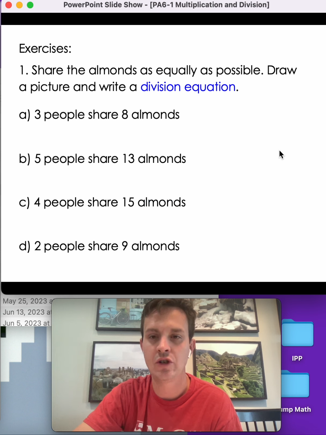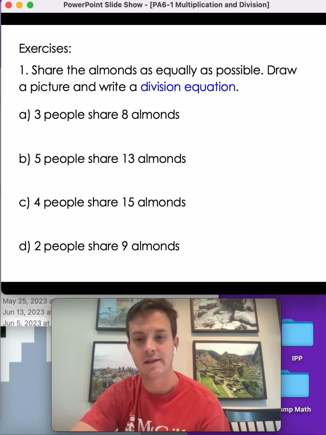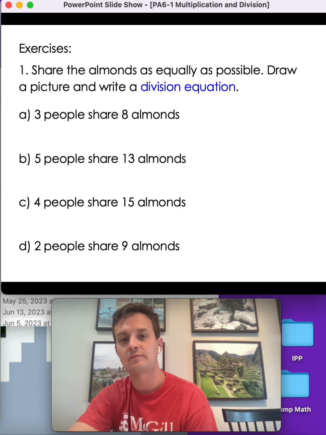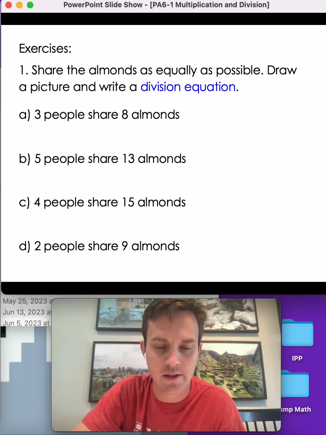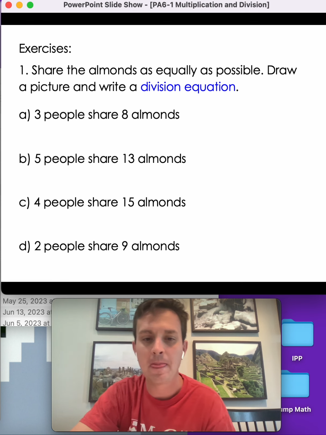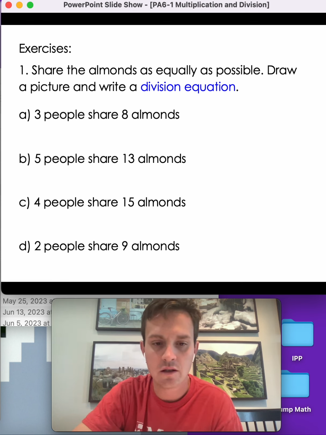All right, so share the almonds as equally as possible and draw a picture and write a division equation for all of these exercises. Okay, so A is 8 divided by 3 equals 2 remainder 2. B is 13 divided by 5 equals 2 remainder 3. C is 15 divided by 4 equals 3 remainder 3. And D is 9 divided by 2 equals 4 remainder 1.